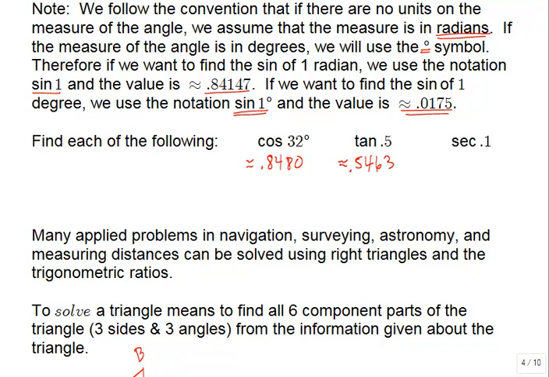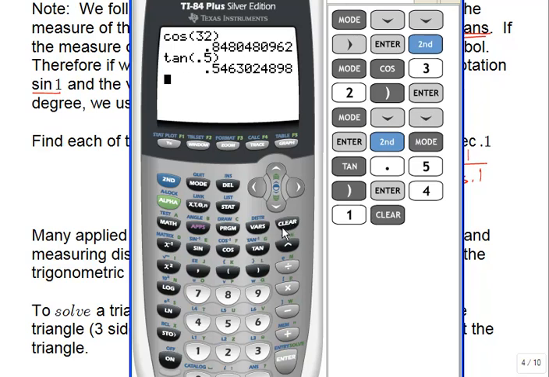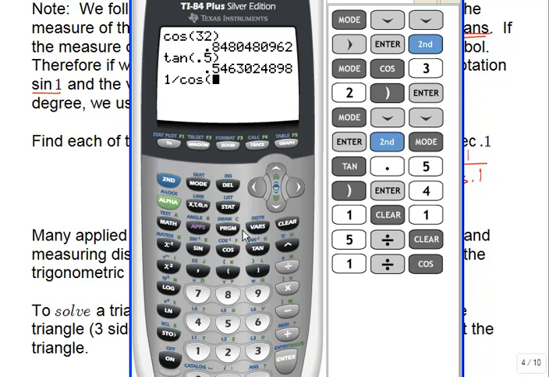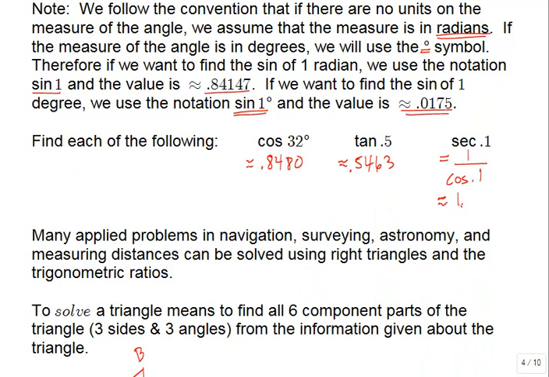Now to find secant of 0.1, there's no secant button on your calculator, so this is where those reciprocal properties come into play. Secant is the same as the reciprocal of cosine, so I need to do 1 over cosine of 0.1 and type that into my calculator. So we're going to do 1 divided by cosine of 0.1. We're still in radians, and we get 1.0050. And again, that's just an approximate value.